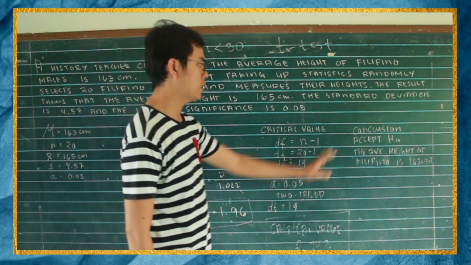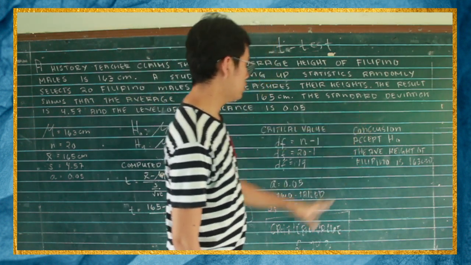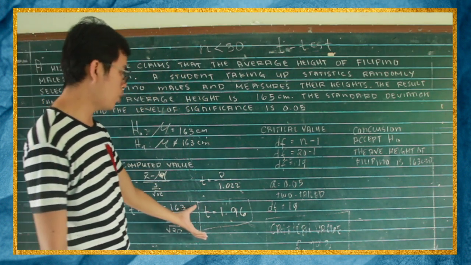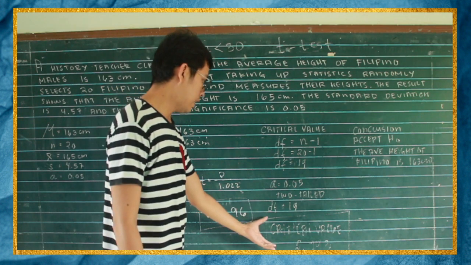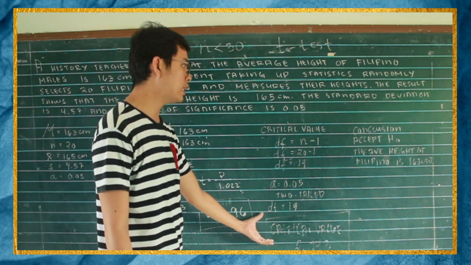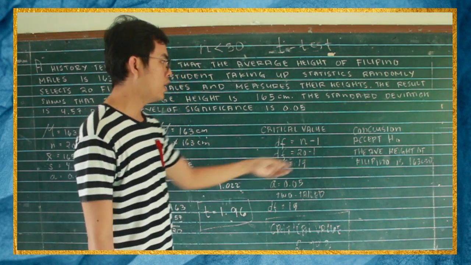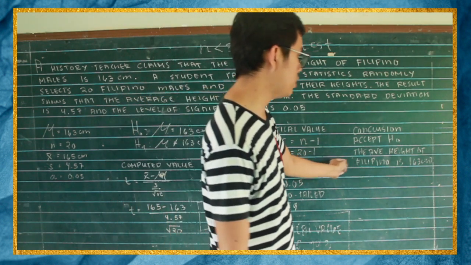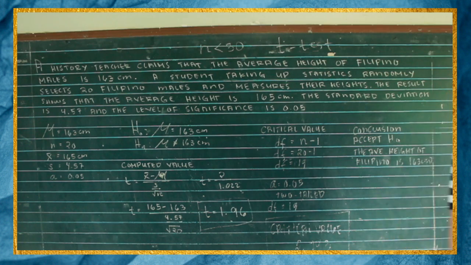And then you can now conclude, since the computed value is smaller than the critical value, so we cannot reject the null. Instead, we have to accept the null hypothesis, and the average height of the Filipino is 163 centimeter. So that is t-test.